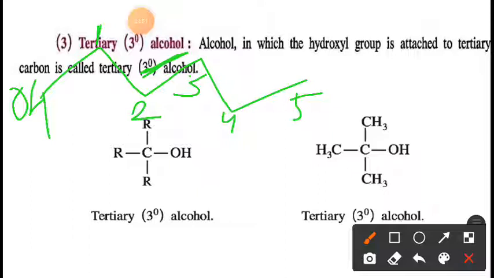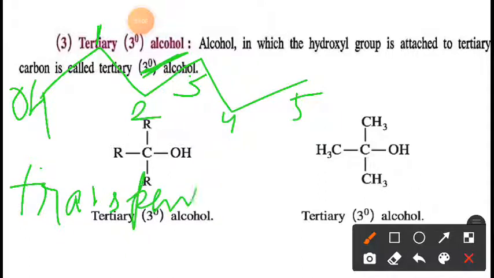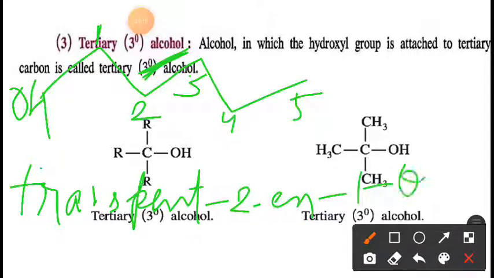We have to write like this: trans, this is trans, right? Trans, how many carbons? 5 carbons, means pent. In the second position there is a double bond, right? So we will write 2-en, and in the first position alcohol is there, means 1-ol. I hope you are understanding this.